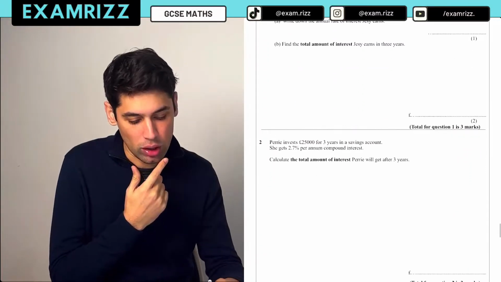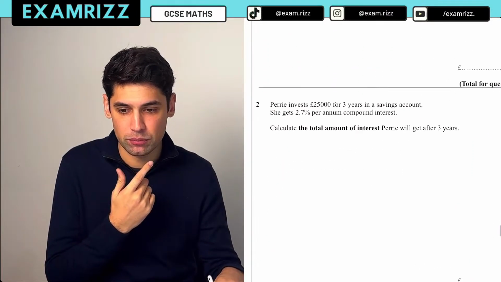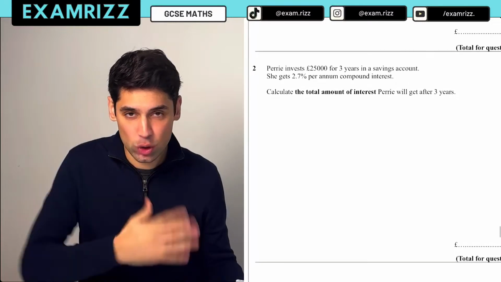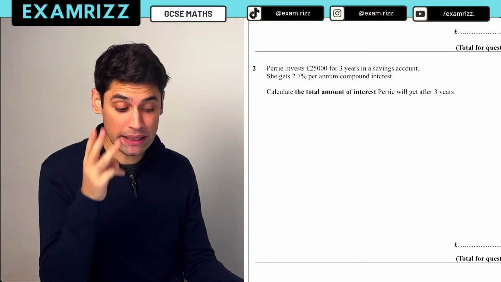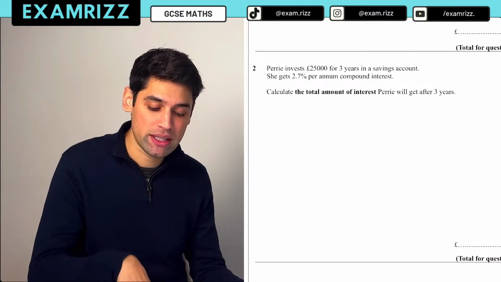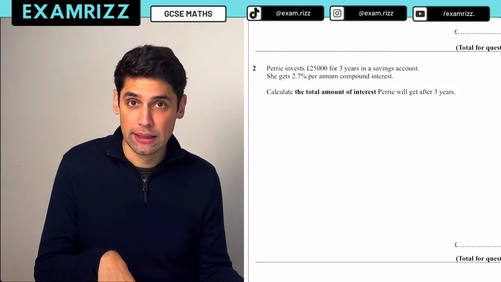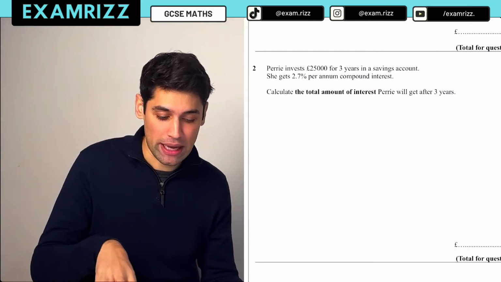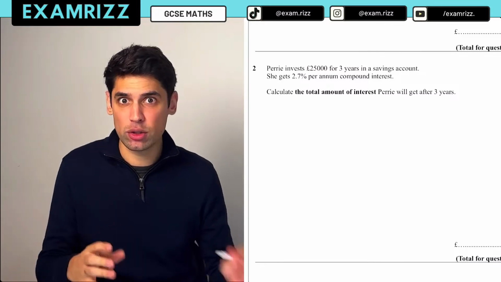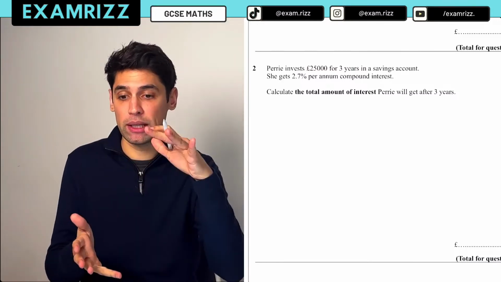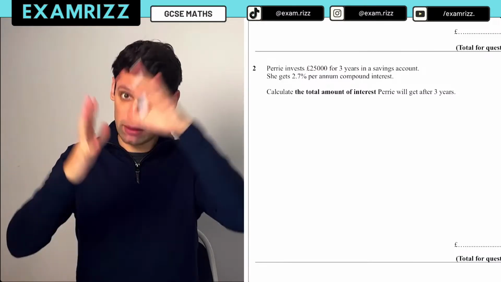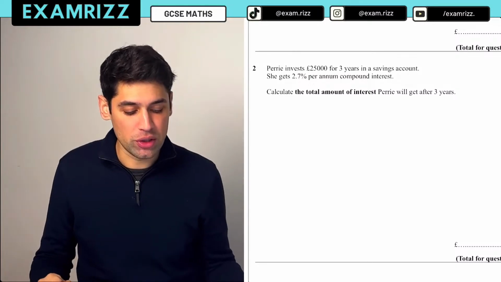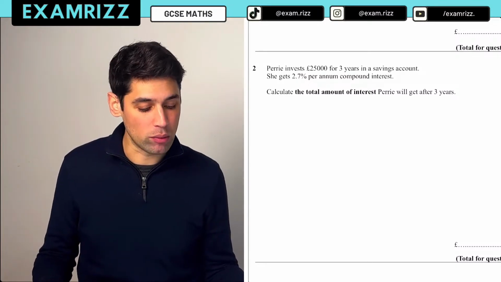So let's take a look at this question here. Perry invests 25 grand for 3 years in a savings account. She gets 2.7% per annum compound interest. That means she gets 2.7% of her money each year that she has invested. That's compound interest. So because after the first year, she's going to have a bit more money, she's going to get 2.7% on that extra bit as well. The question is asking for the total amount of interest Perry will get.